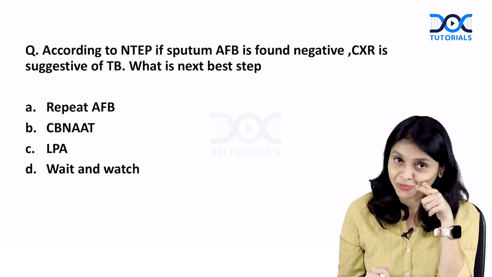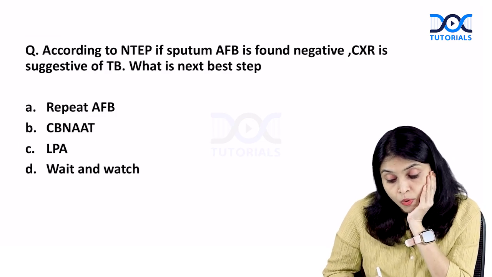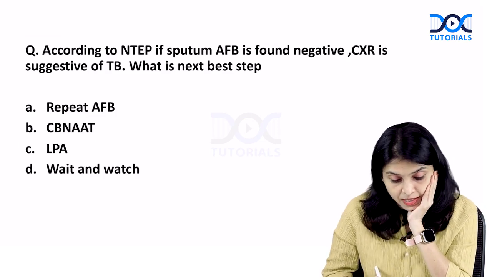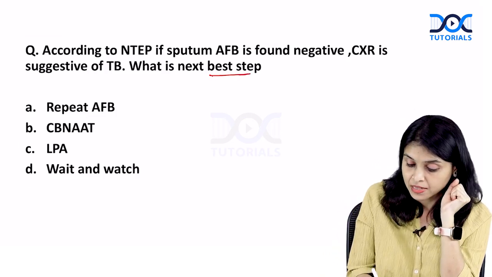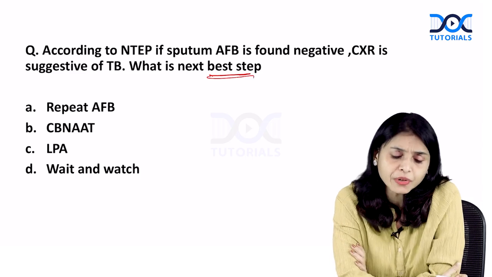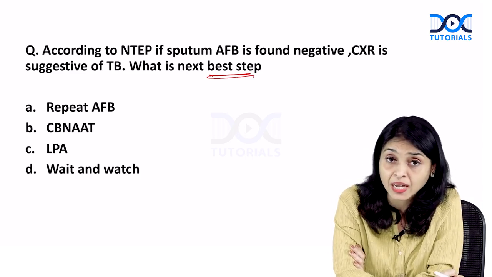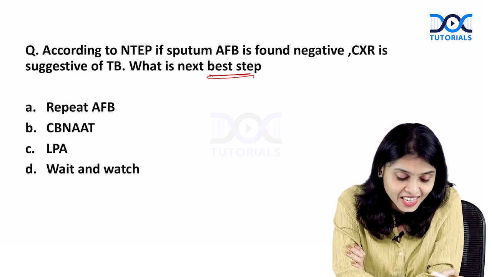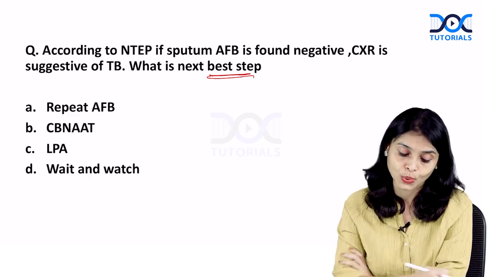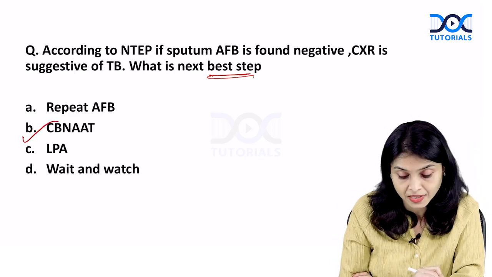Next, confusing question, right? According to NTEP, if sputum AFB is found negative, chest X-ray is suggestive of TB, what is the next best step? What did you write here? Did you write repeat AFB? I don't say it is wrong, but that is not the answer here. Here the answer is do CBNAAT. You have to do CBNAAT.